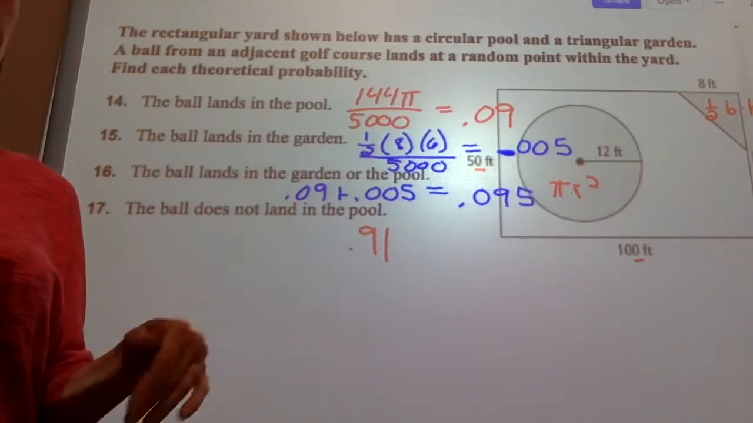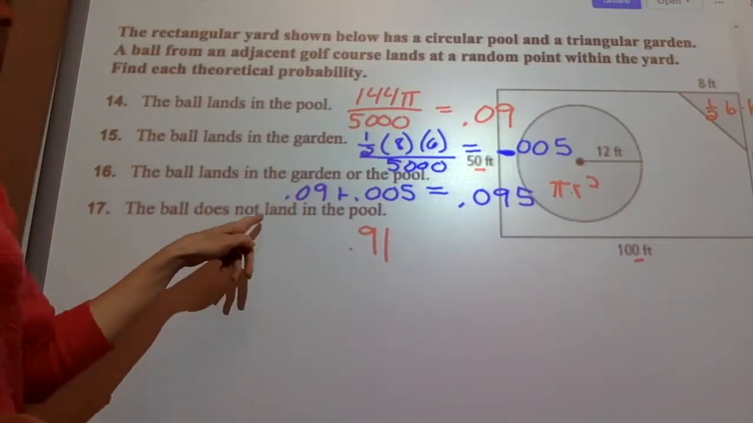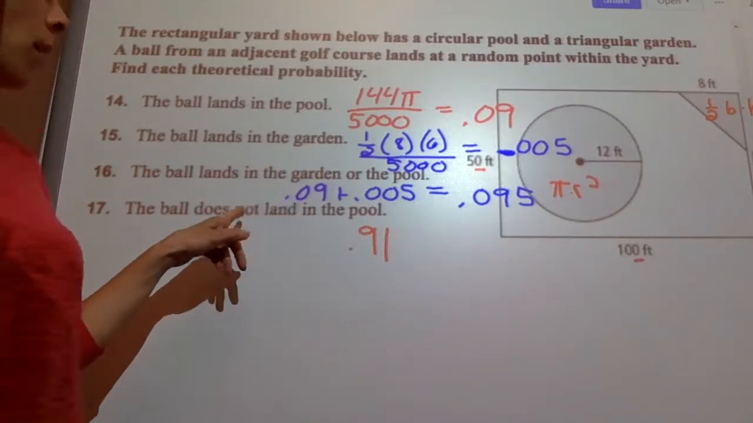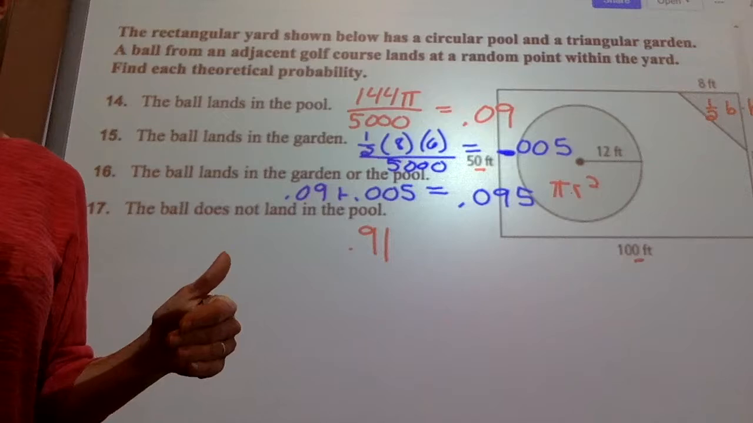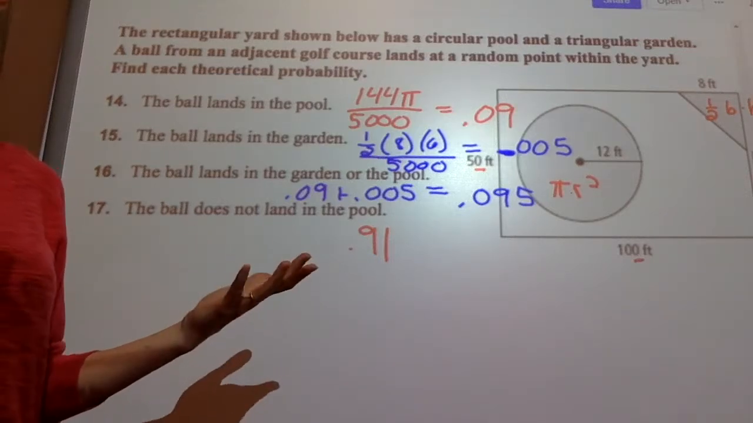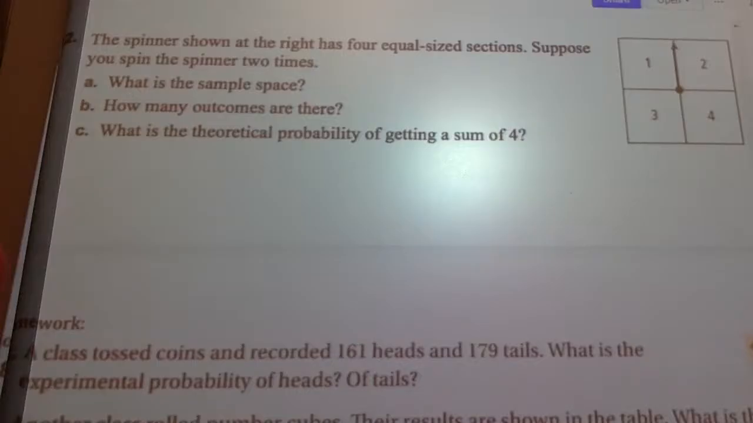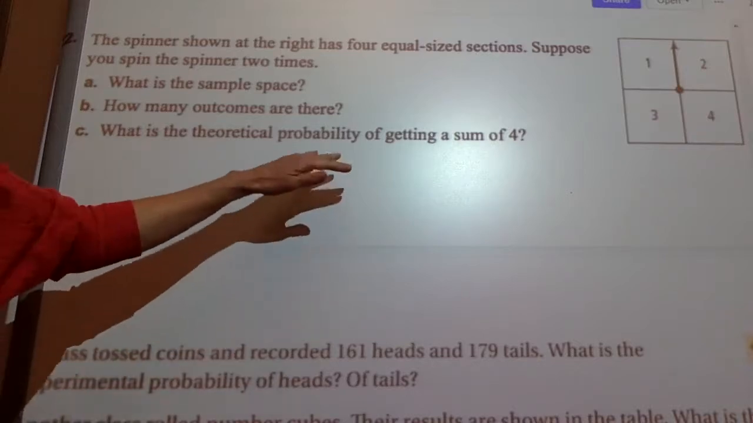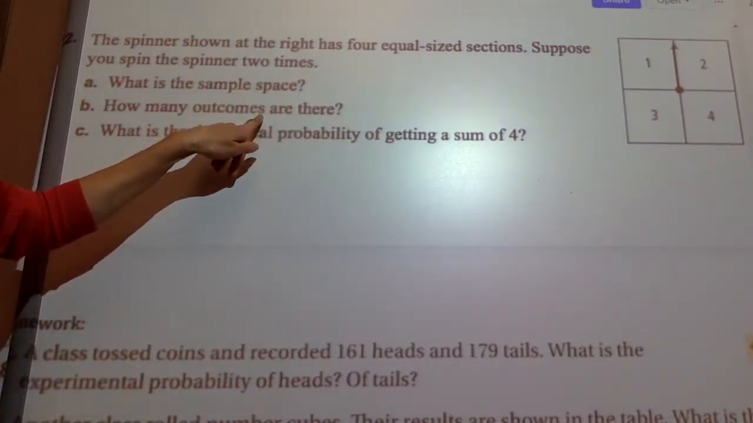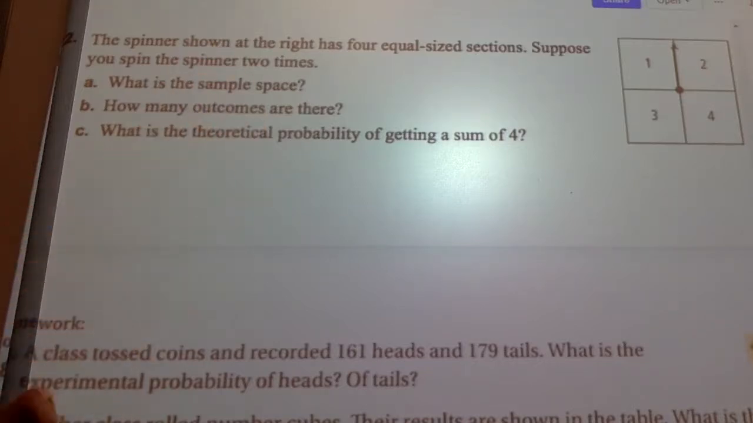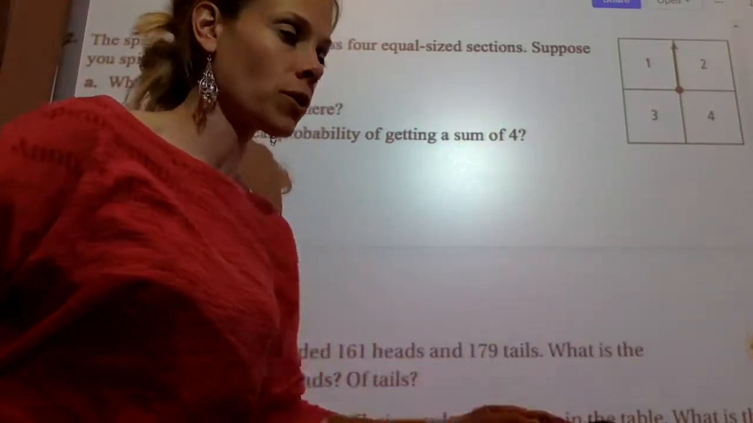Sometimes using the complement is easier to solve than, and then instead of adding up, right, the area that's not the pool and dividing by 5,000. Would you get the same answer? Yes, but it's easier to use the complement. Talking about probability, in order to find probability, there's two things you need to consider: the sample space and the number of outcomes. Okay, so let's do a couple of examples first.